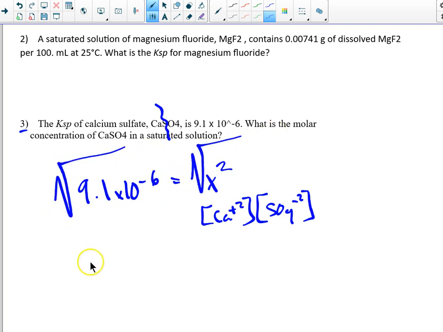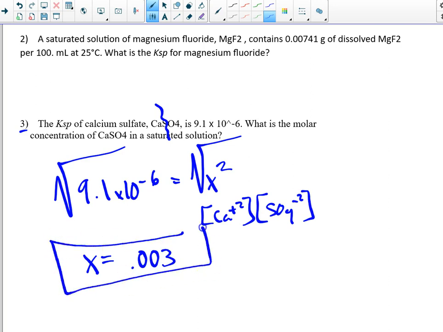And my x was equal to 0.003. Okay. So that's not awful, is it? Definitely not. You should put like a capital M, by the way. KSP will not have a unit, but if it asks for molarity, it has a unit.